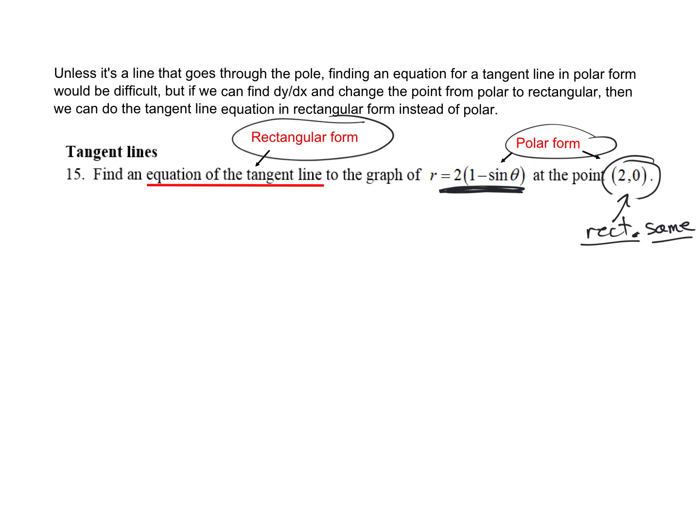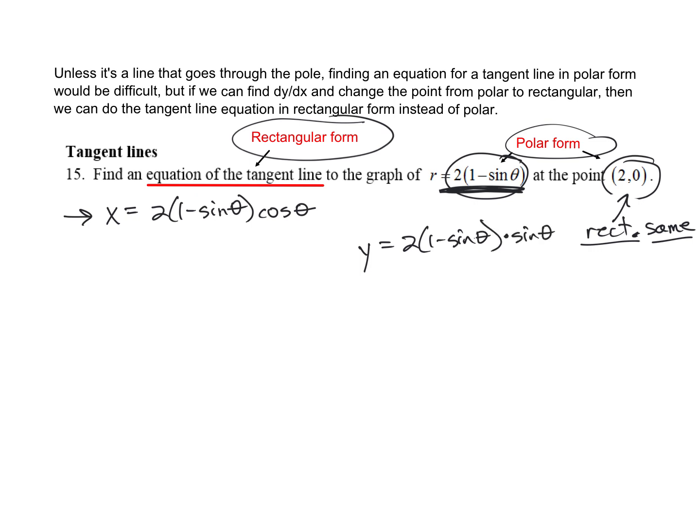So let's go to do our slope then. So we want dy/dx, so we're going to start with what is x. So here's r. r is 2 times (1 minus sine of theta), times, is it cosine or sine for x? Cosine. Yep, cosine of theta. Okay, and then what y is equal to, I think I said r back there when I meant x. x is equal to that, and then y is equal to the same thing, the same r, but this time times what? Sine of theta.